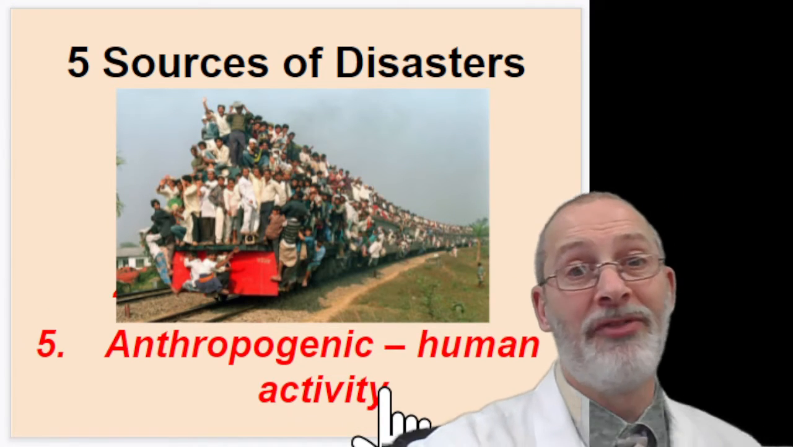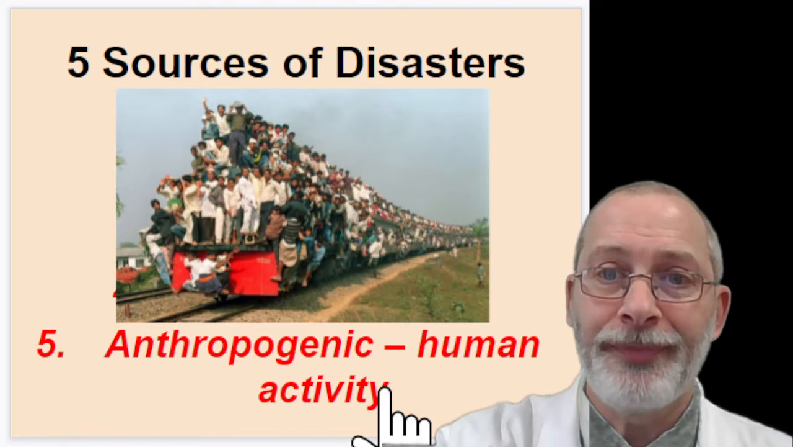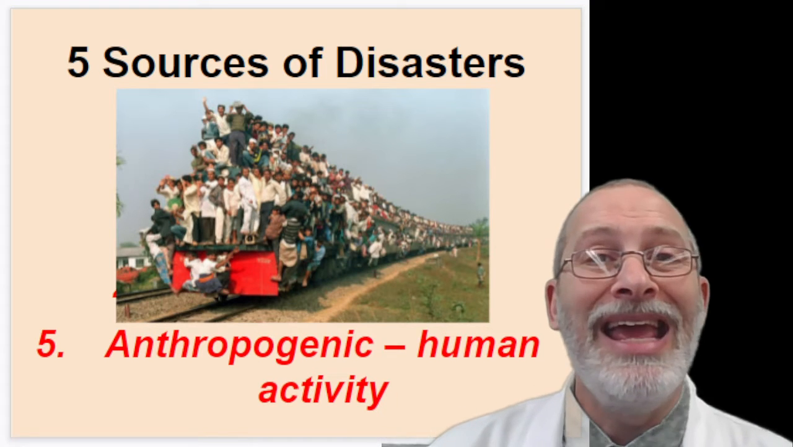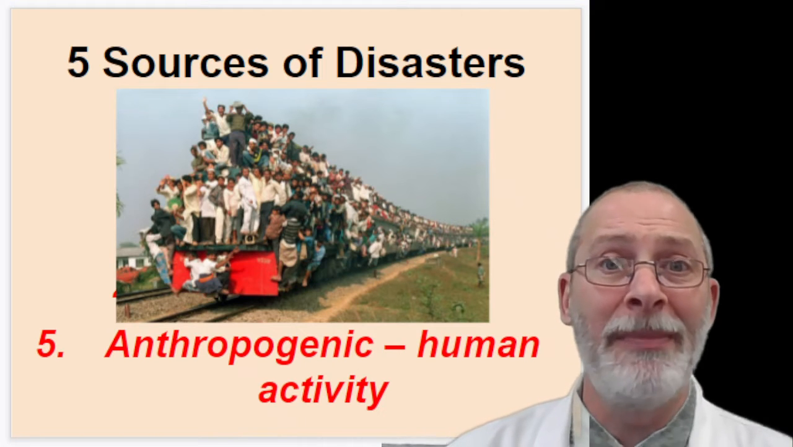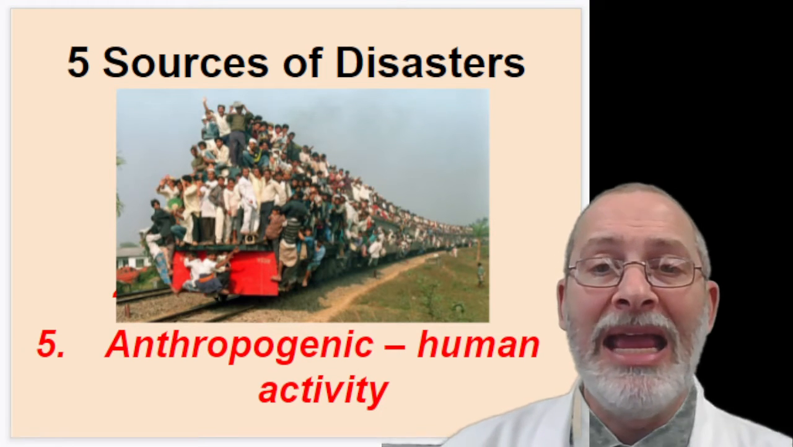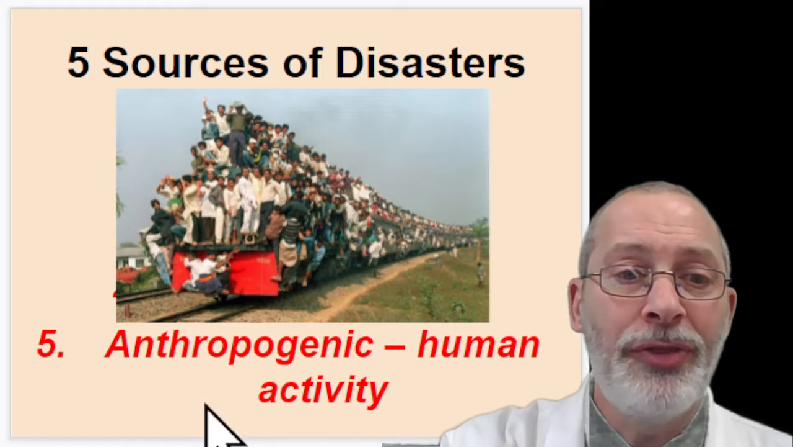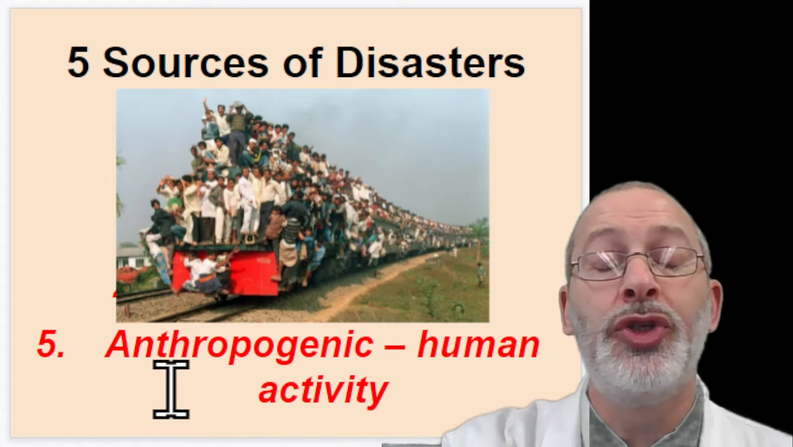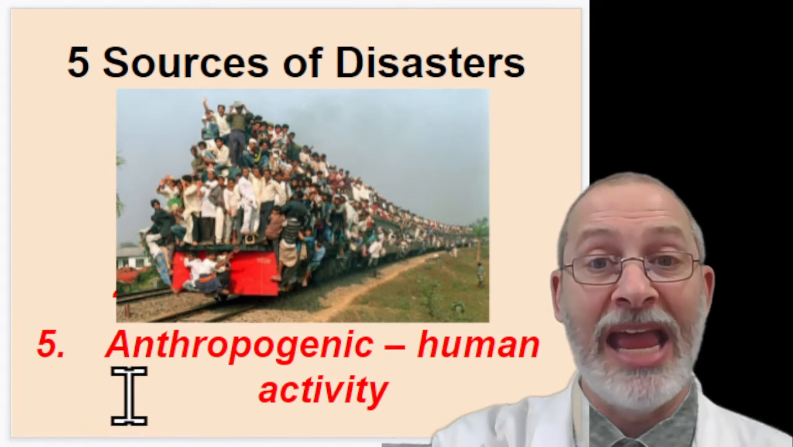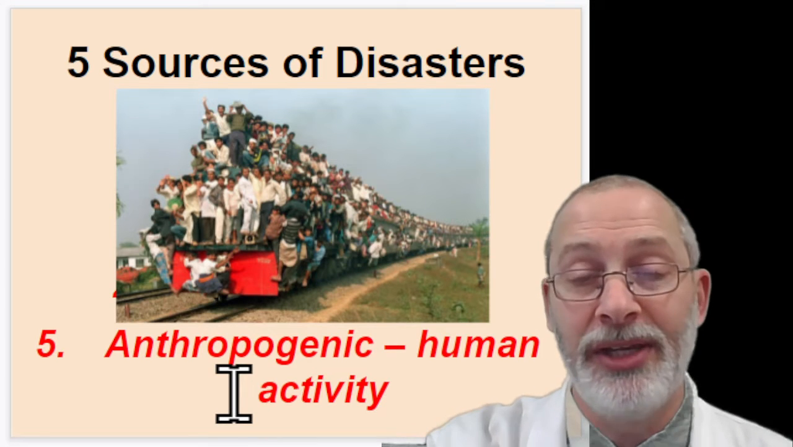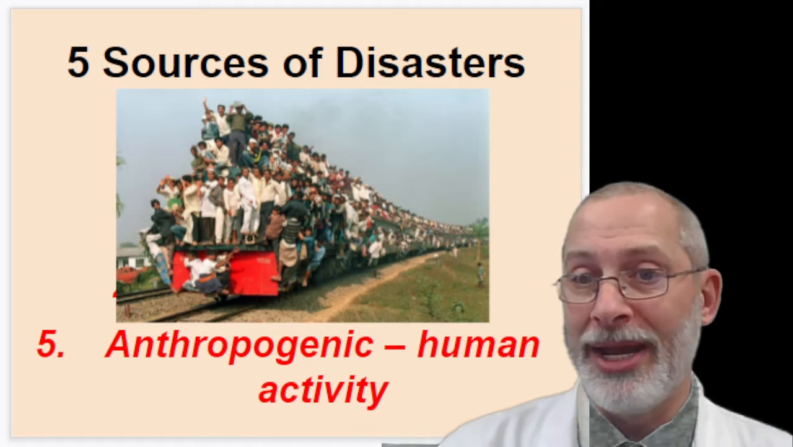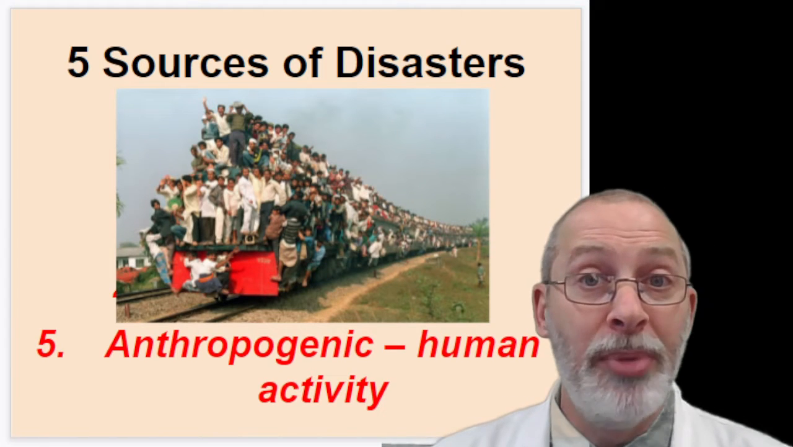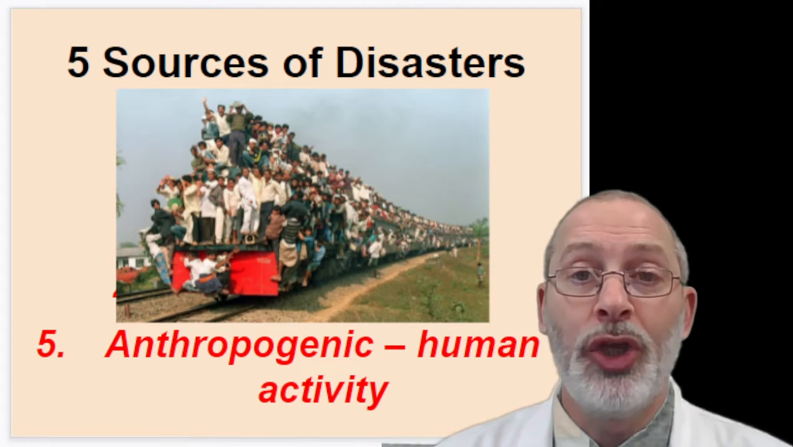And finally, number 5, called anthropogenic. Now, that is a big word. Take your time copying it down. Anthro refers to human beings. Anthropology is the study of human cultures. So, anthropogenic is a big word that describes human activity.